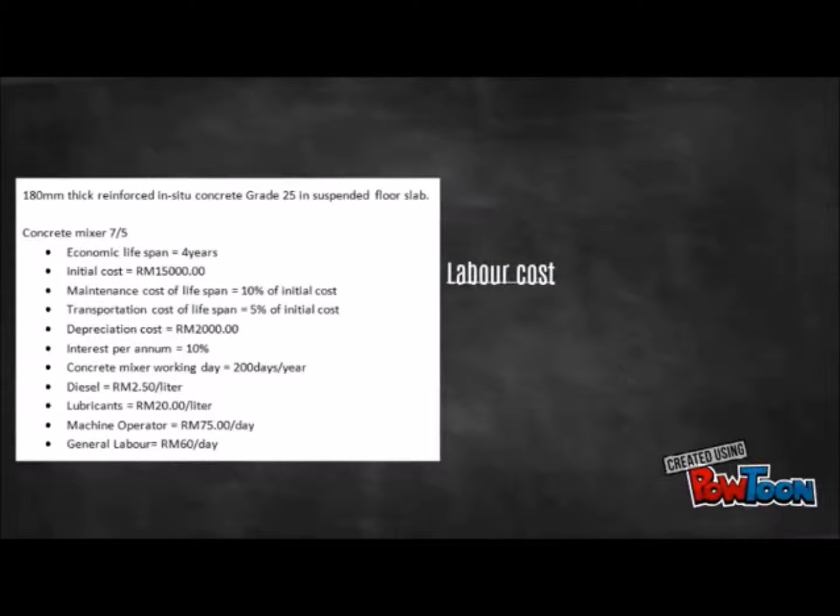Following is the calculation of labor cost. Labor constant for hoisting, placing, compacting and packing concrete around reinforcement bars for 150 mm to 300 mm thick suspended floor slab is 7.5 hours per meter cube. Times the labor constant with general labor cost per hour to get labor cost per meter cube. At the end, we need to add allowance for profit and overhead.